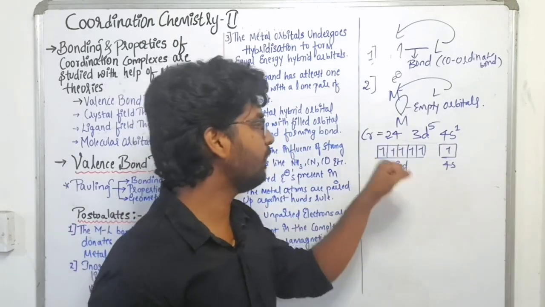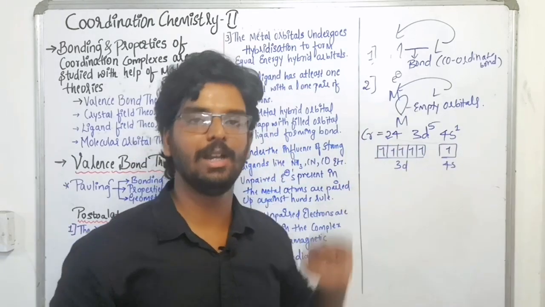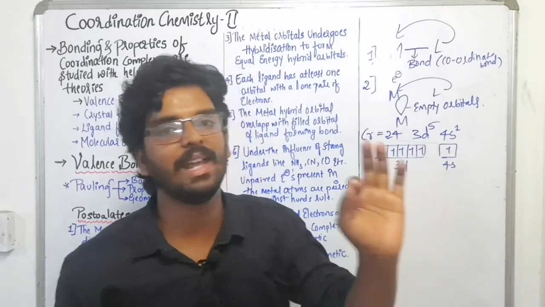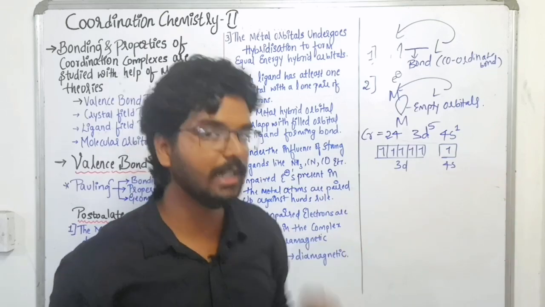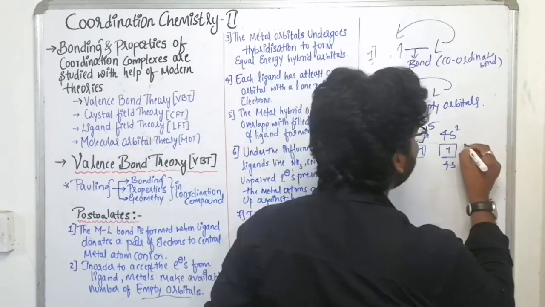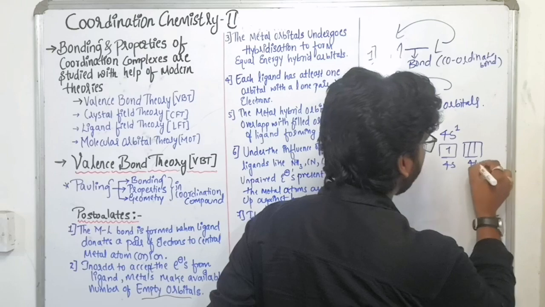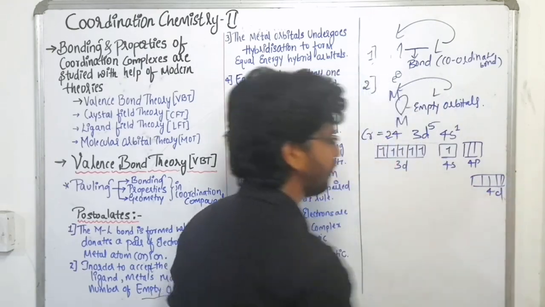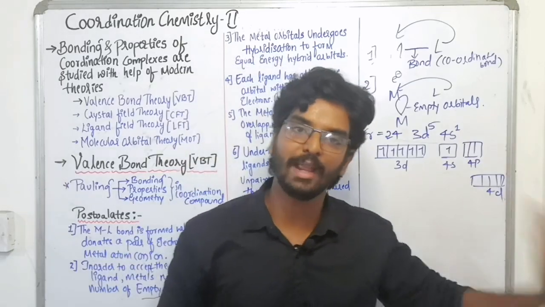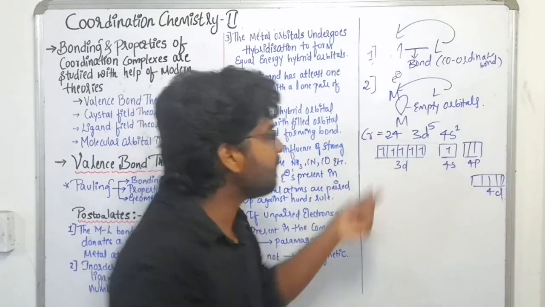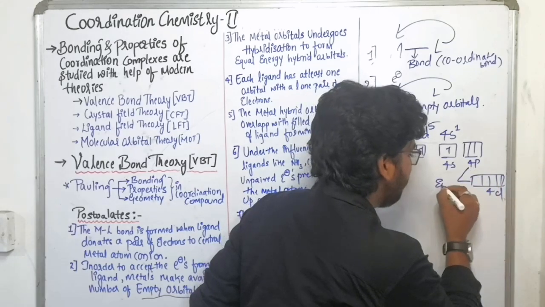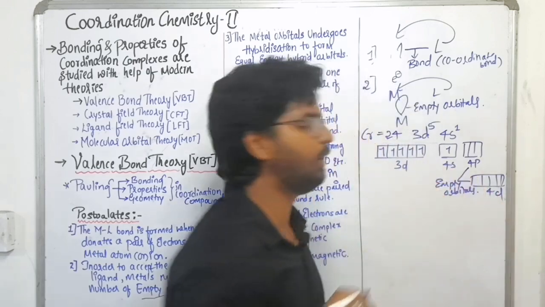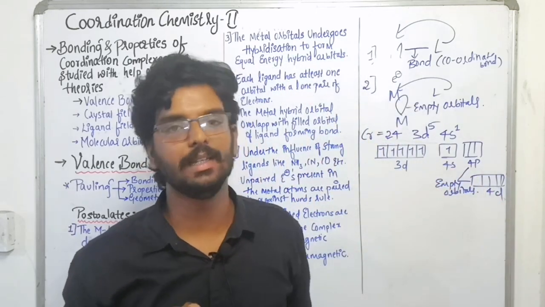See here, the chromium doesn't have what? An empty orbital now. It is not at all having an empty vacant orbital in order to place the electron which is accepted from the ligand. But chromium can make use of what? The 4p as well as the 4d orbitals. So after 4s, the 4p and 4d orbitals are vacant. So the chromium can make use of these empty orbitals in order to accept the electrons from the ligand.